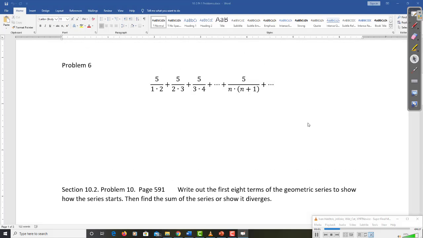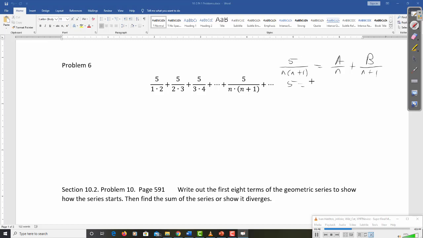For this one, same instruction. Now, this one's a little bit harder to deal with the nth partial sum of, because it's not really something you can easily do combinations of the terms with. But if you do a little trick here, you note the nth term is 5 over n times n plus 1. I'm going to split that into two fractions using partial fractions. You'll see why here in a second.